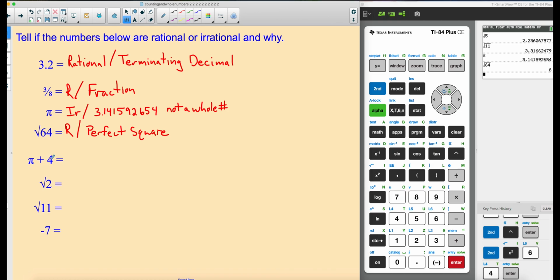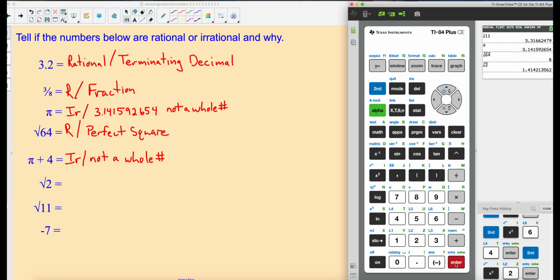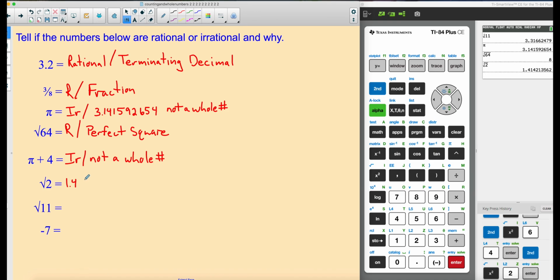Pi plus 4. Guys, anything with pi, no matter what, is always irrational. Not a whole number. I'm just going to use that because it's easy to write. Okay. Radical 2. Let's put it in the calculator. Is it a perfect square or not? Let's see. Second x squared, you put in 2, you hit enter. Oh, look at that decimal we got. 1.41423562. It's always good to write it out in the Regents. So this is irrational. And again, I'm abbreviating, guys, rational and irrational. Why is it irrational? Because it's not a whole number. You could say, in this case, I would say not a perfect square. Or you could say it's irrational because it's a radical. I mean, that would work too.